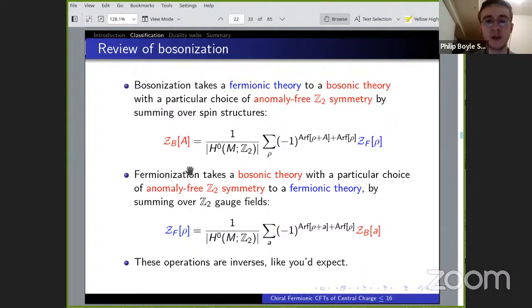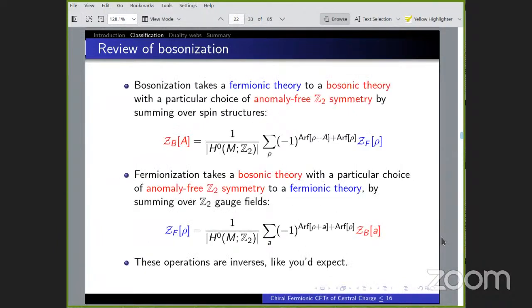Conversely, fermionization takes a bosonic theory plus a particular choice of anomaly-free Z2 symmetry to a fermionic theory by summing over Z2 gauge fields. Here we have basically the same formula, except Zf and Zb are swapped around, and the sum, instead of being over the argument of Zf, rho, is now over A. And these operations are inverses, as you would expect.